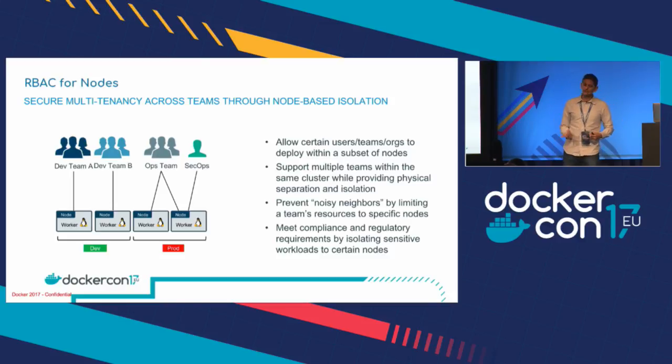So there's a couple of different use cases you can do with this beyond just physical isolation. You can prevent noisy neighbors. A noisy neighbor is when you have multiple applications running on a node and one application perhaps wasn't built as well as it should without constraints, and it takes up too much resources and starves everything else out of the cluster. Using the RBAC for nodes feature, you can make sure that a team's access only includes a specific set of nodes, so you can isolate their resource usage to those nodes and thus isolate the noisy neighbor effect.